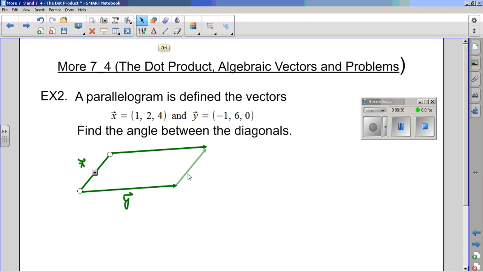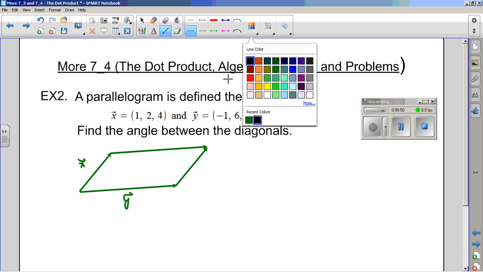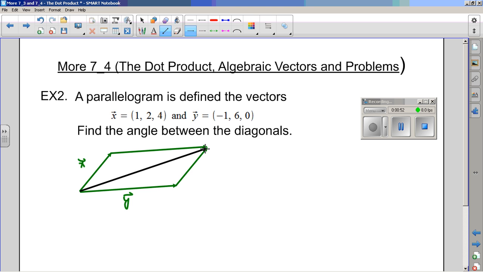So I can draw them tip to tail and show the parallelogram, and there it is, dandy. Find the angle between the diagonals. Okay, well, let's do that. There's one of the diagonals, and there's another diagonal. And I put, by the way, I put arrows on those on purpose.